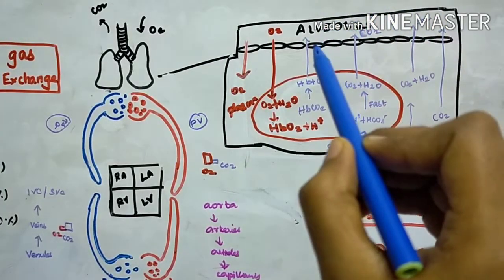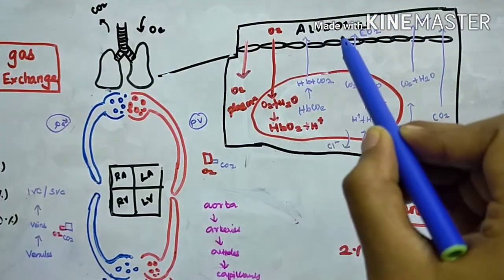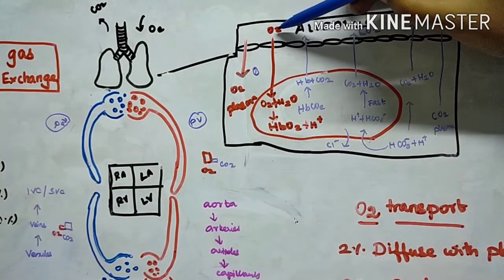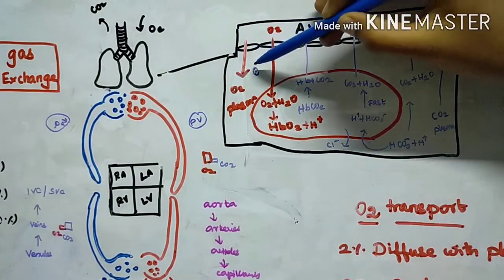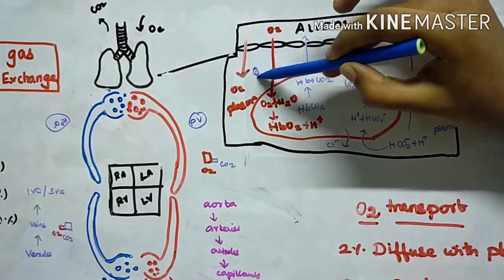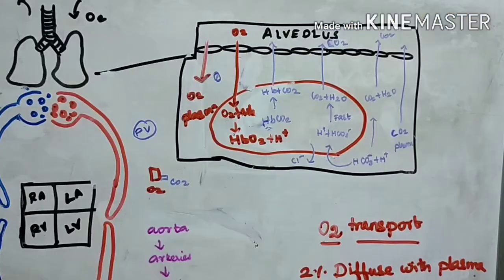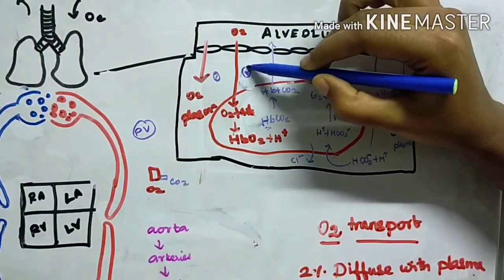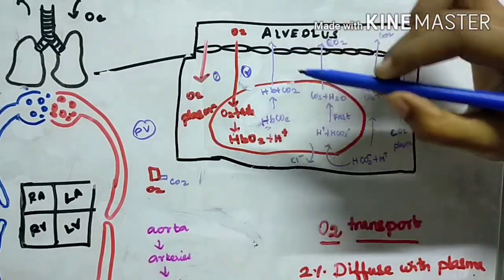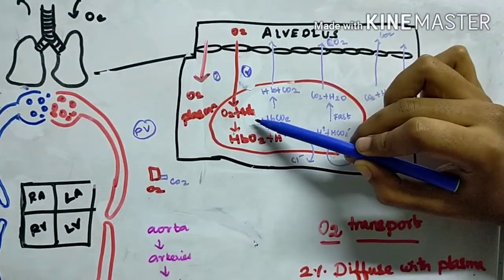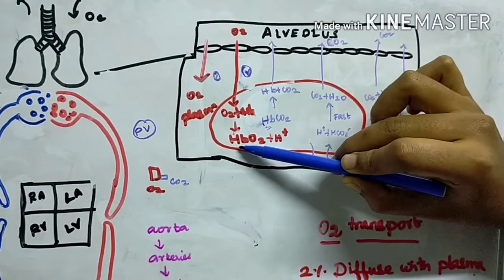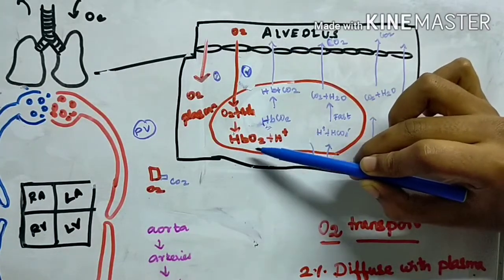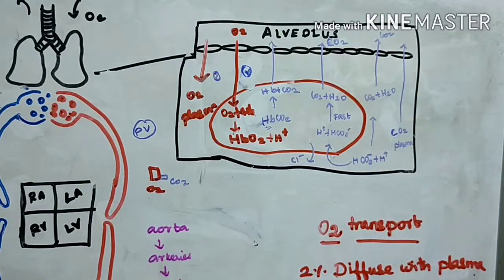And now we will look at gas exchange in the alveolus. First we start with oxygen. Oxygen from inhaled air diffuses into plasma. This is the first way, and the second method of oxygen transport is that oxygen goes directly to red blood cells and binds with hemoglobin to form oxyhemoglobin and hydrogen ion. In this form oxygen is delivered to the tissue.